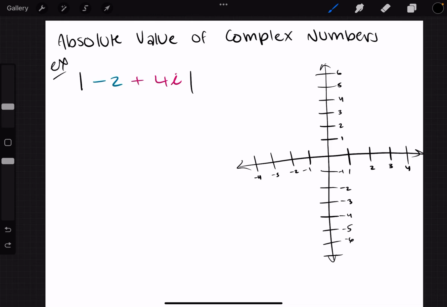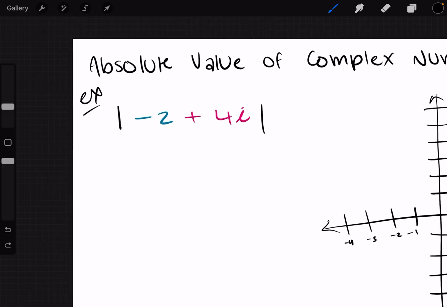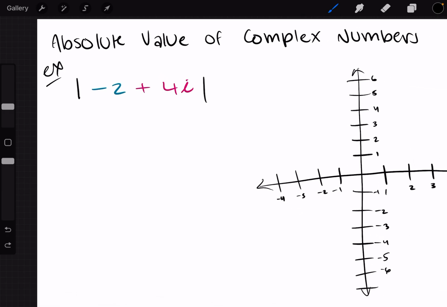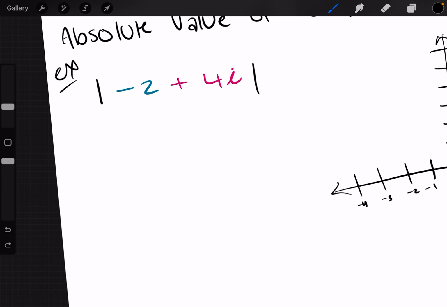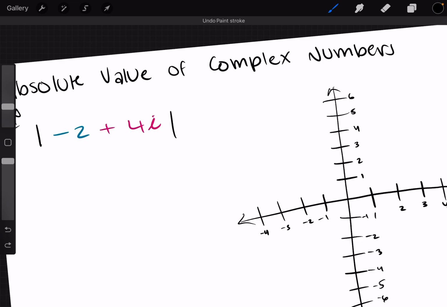Everyone, today we'll be solving finding the absolute value of a complex number. I've already written the example down here, but I haven't gotten to it yet. This is what we'll be working on today, which is the absolute value of -2 plus 4i, right here.